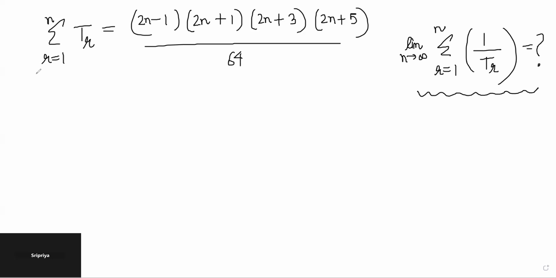Summation of this series is this. We need to know the 1 by Tr term. In order to find the limit, we need to know 1 by Tr. So the whole summation has been given. The answer of the summation is given.